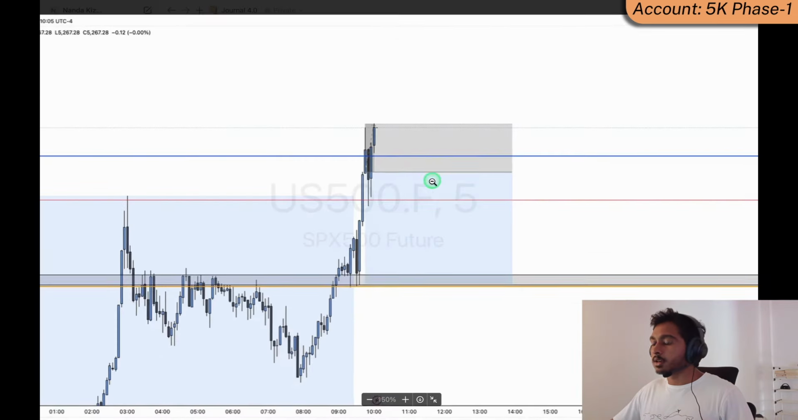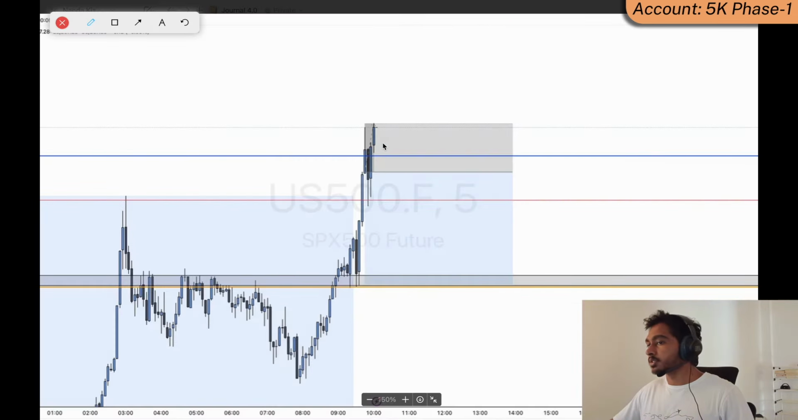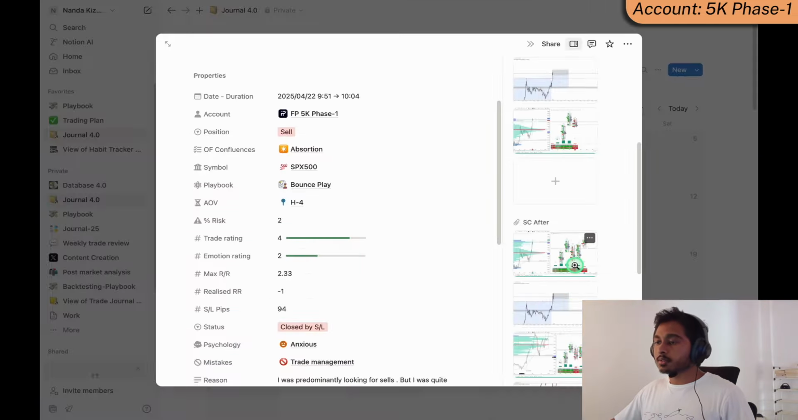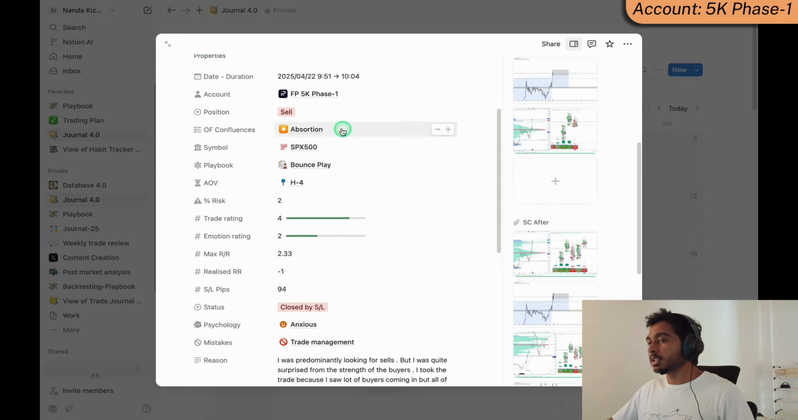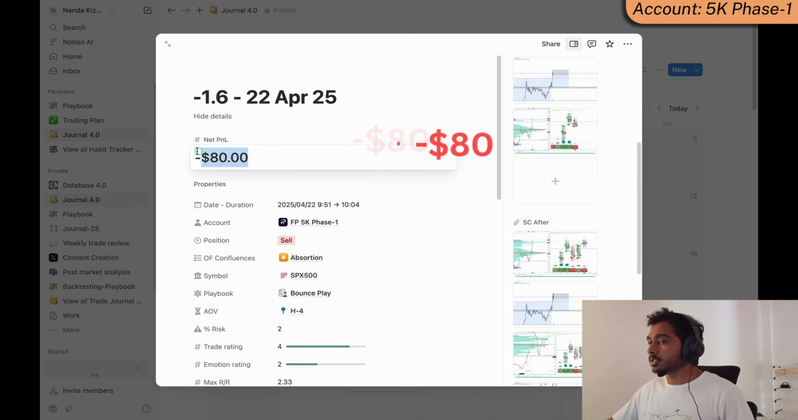But sadly, this trade did not end up playing out and price hit my stop loss within 10 minutes after rejecting this minor support. I could have closed this trade at break even because there was absorption of sellers and lack of continuation, and in the next candle also sellers were aggressive at this area, but there was no continuation and price started to flip. But it is what it is, and I lost $80 in this trade, risking about 2% of my account.